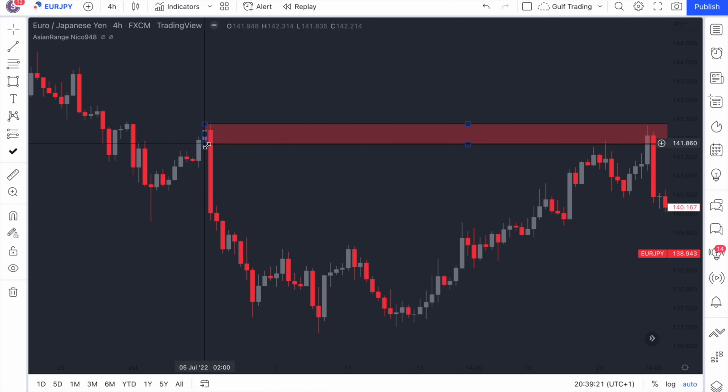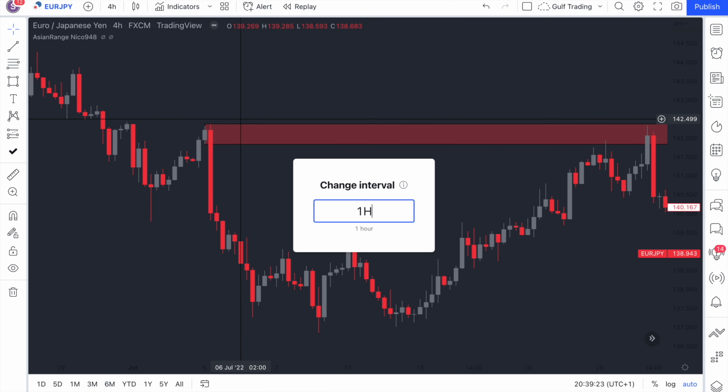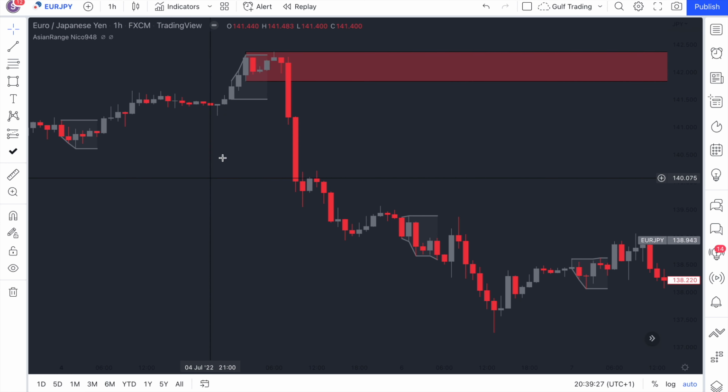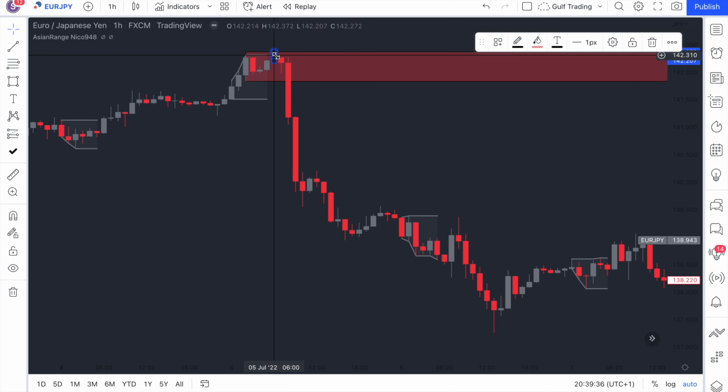So as you can see here, we've got a 4 hour supply zone, but if you go down to the 1 hour, you can see a nice candle here, hammerish, and it took out the Asian high liquidity, which is always a nice confluence. So I'll mark that one up instead.